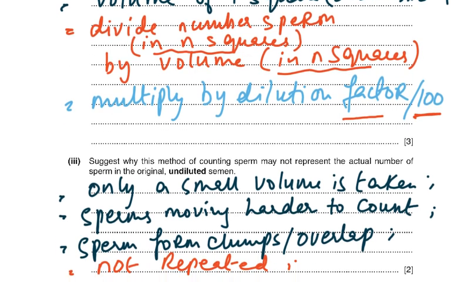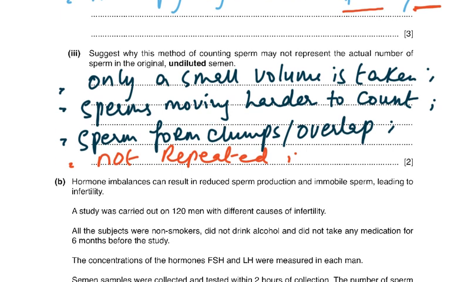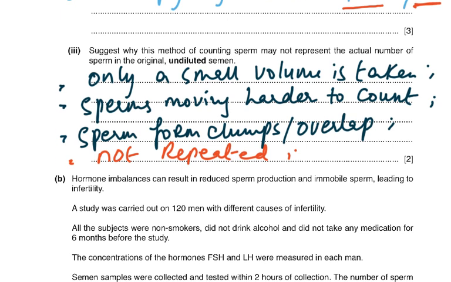Then we come to the third part of the question: suggest why this method of counting sperm may not represent the actual number of sperm in the original undiluted semen. Because only a very small volume was taken, and the sperms were moving around, so they're very difficult to count. Or the sperms could have formed clumps and overlapped, so there was more at one area and less in the other area. And the fourth point was that this was not repeated. We did not repeat the test, so we only did it once. So these are the 4 mark scheme points, and any two of these would get you your 2 out of 2.